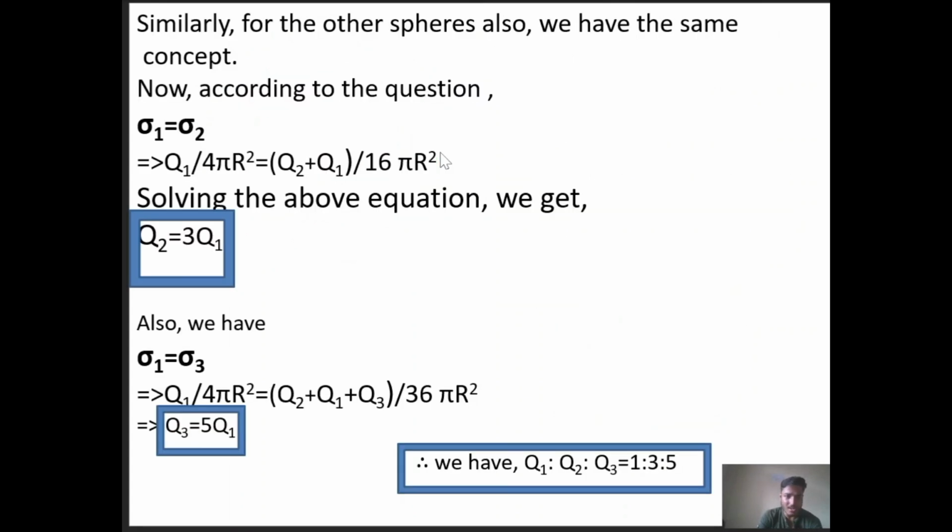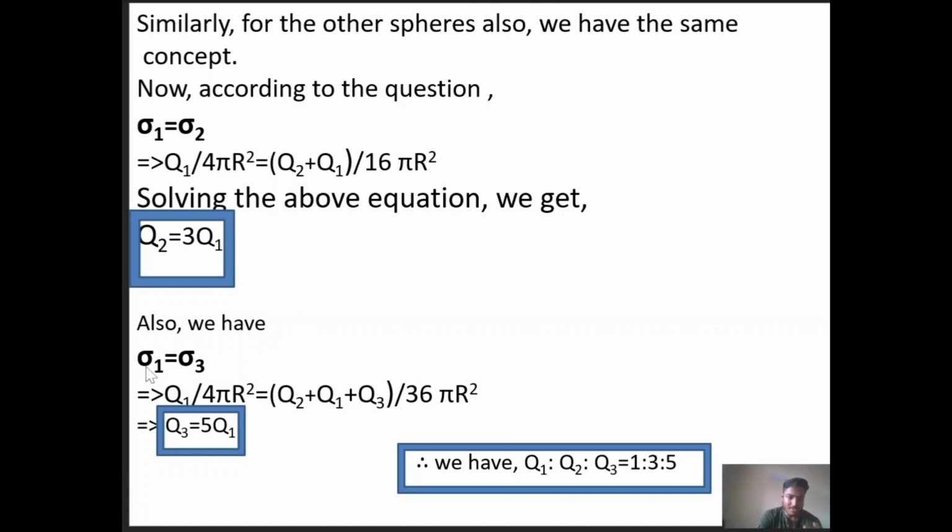Now, we are given in this question that sigma 1, sigma 2 and sigma 3, that is the charge densities of all the three spheres, are equal. Thus, we can write sigma 1 equal to sigma 2. That means Q1 upon 4 pi r square is equal to the charge on the outer surface divided by the outer surface area of the middle sphere. Solving this equation, we get Q2 equal to 3 times Q1.